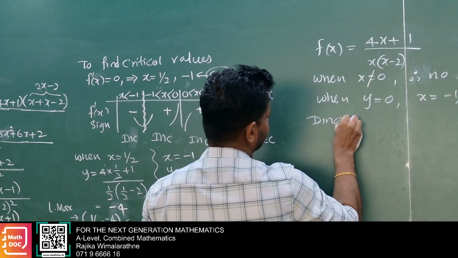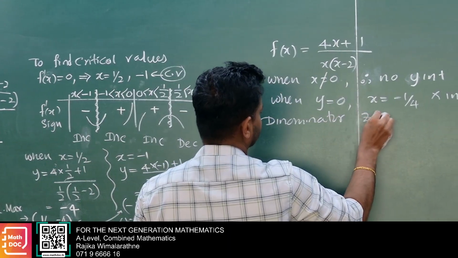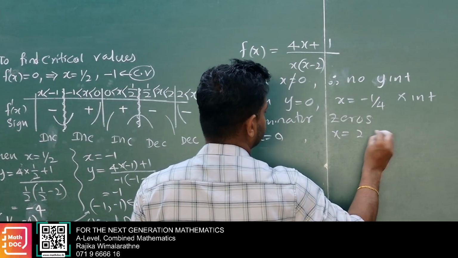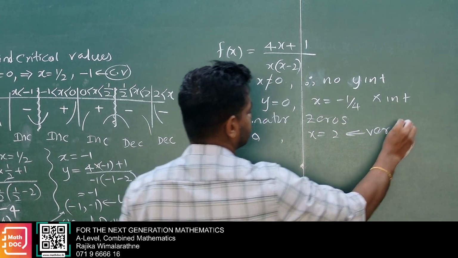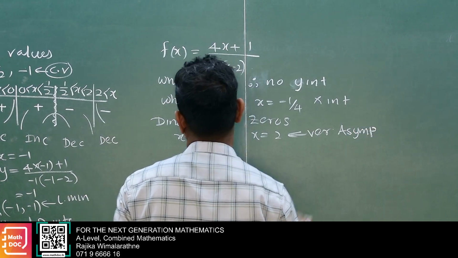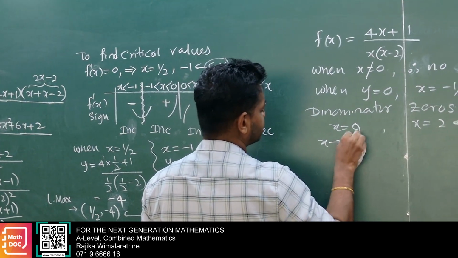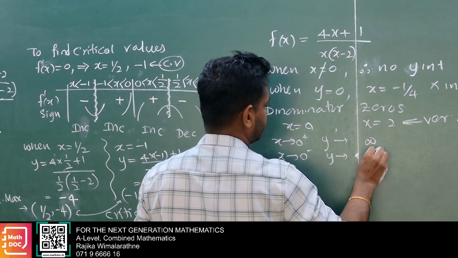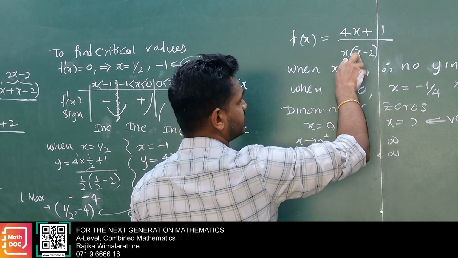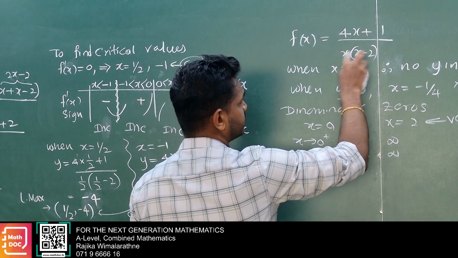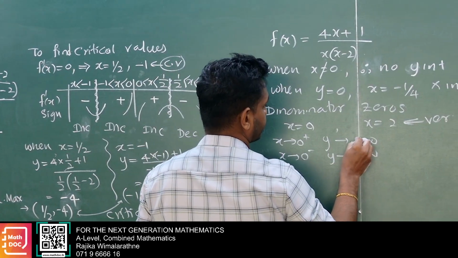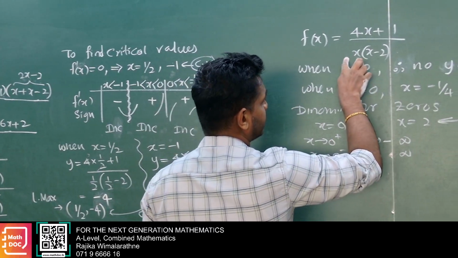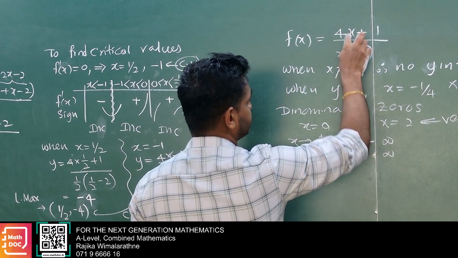Denominator zeros: x equals 0 and x equals 2, these are vertical asymptotes. As x goes to 0 plus and x goes to 0 minus, we check the y variation. They are infinities. At 0.1, positive, negative, positive, so the answer is negative. Then at minus 0.1, negative, negative, positive.